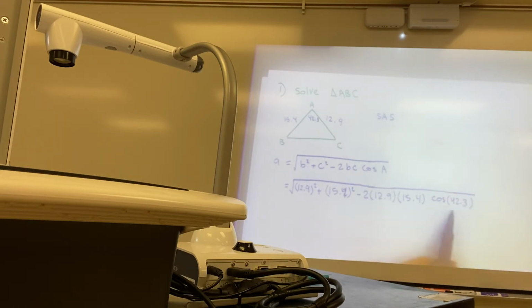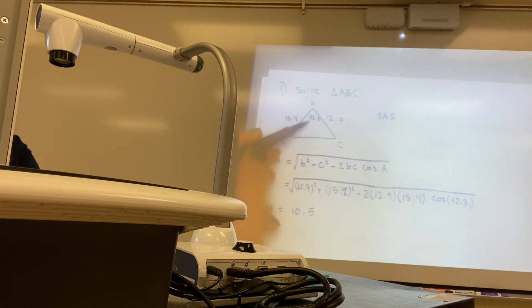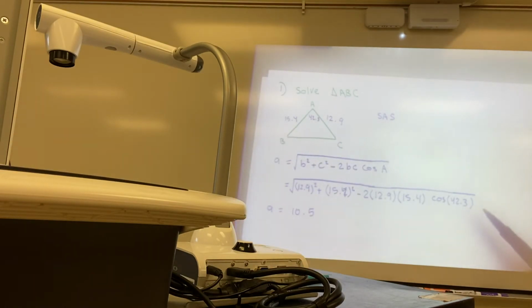So again, using a calculator, calculate all this, and you will get 10.5. That's the measure of side A. Okay, now I know all the sides, and I know angle A. I still need to find B and C, and I can again apply the law of cosines to find those.